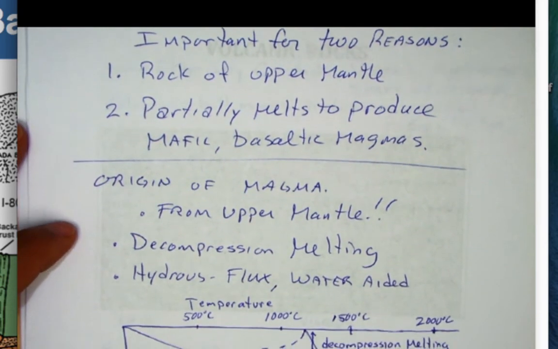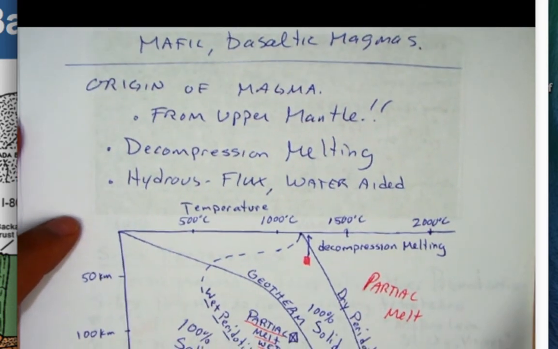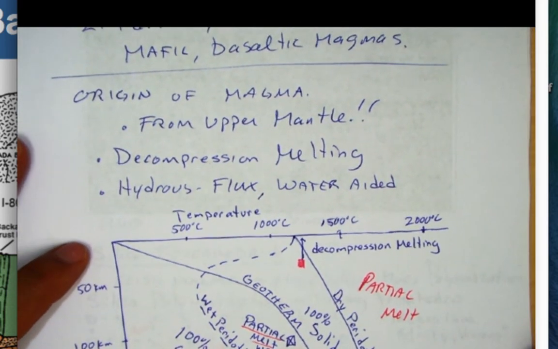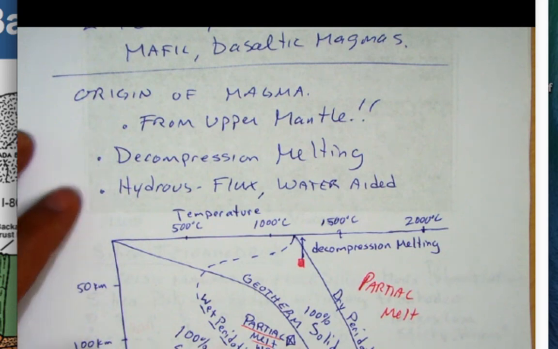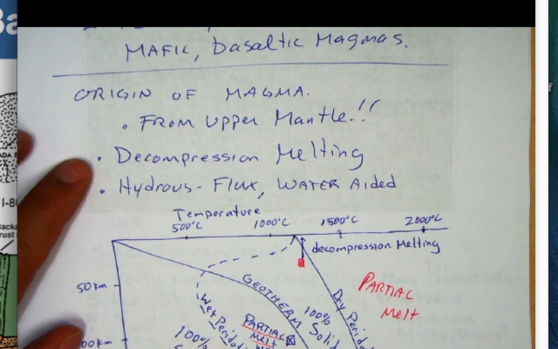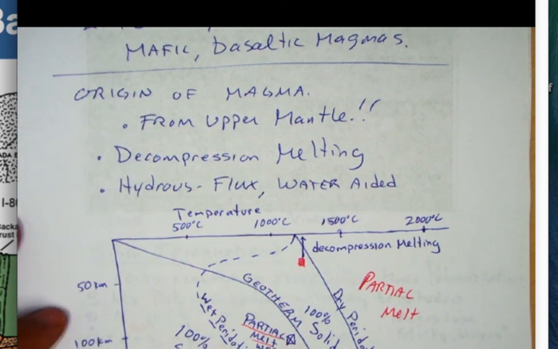So here I have a couple points on the origin of magma. One of the first things I want you to know is that magmas don't come from the core. The core is too far away. It's 2,900 kilometers away. They come from the upper mantle, probably the asthenosphere or melting in that mantle peridotite lithosphere. And there's 2 ways of doing it. You either get something called a decompression melting or a hydrous flux melting.